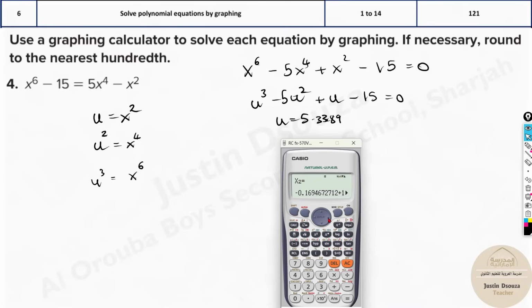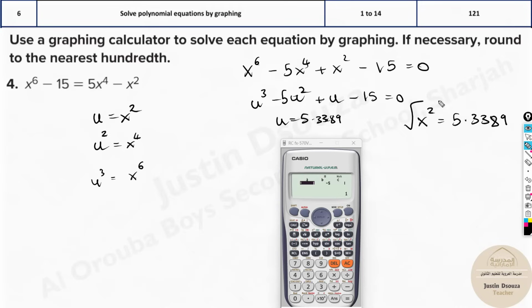And what are the other answers? There are two more. Look, they are imaginary numbers. When I look at them, I understand because this plus, it's imaginary. Imaginary roots are conjugate. They come in pairs, you know. So that's also imaginary. So only one answer is there. But you must remember this is not x. This is u. What was u considered to be? x squared. So x squared is 5.3389.